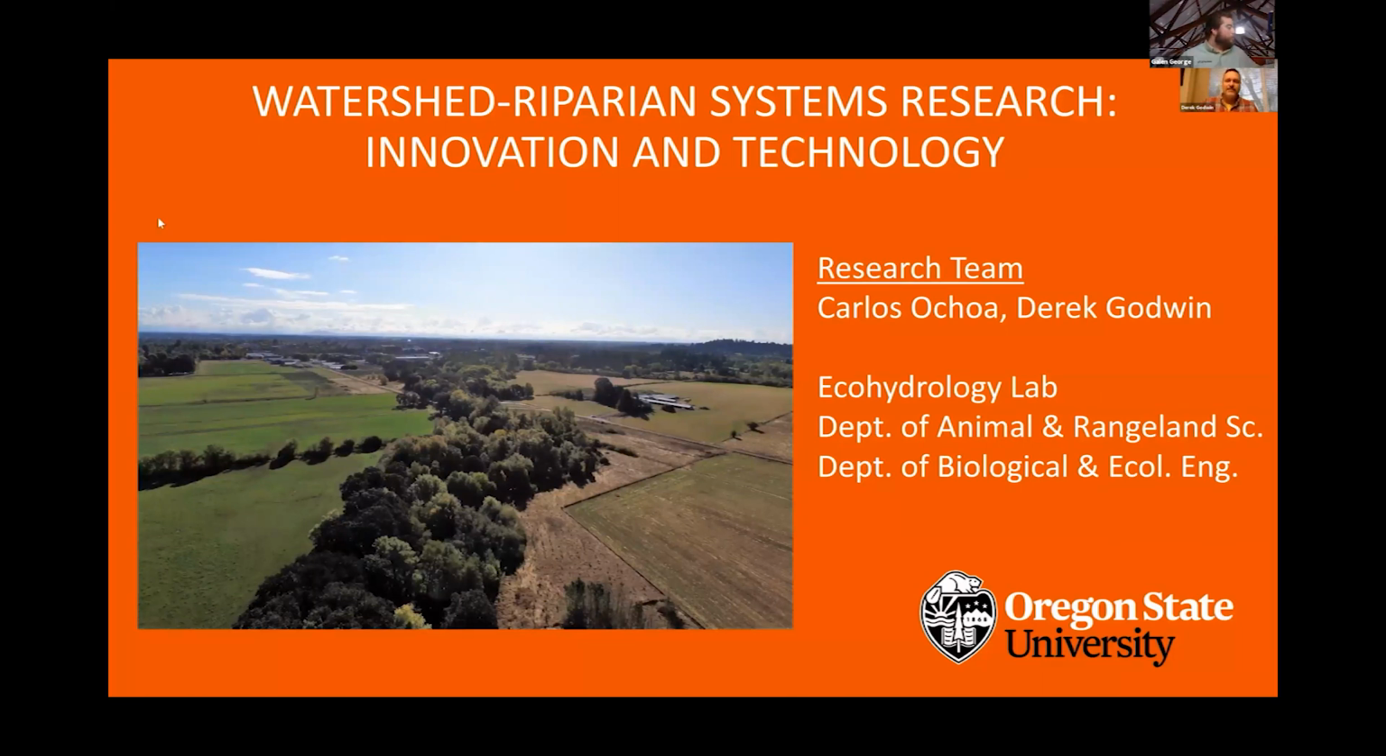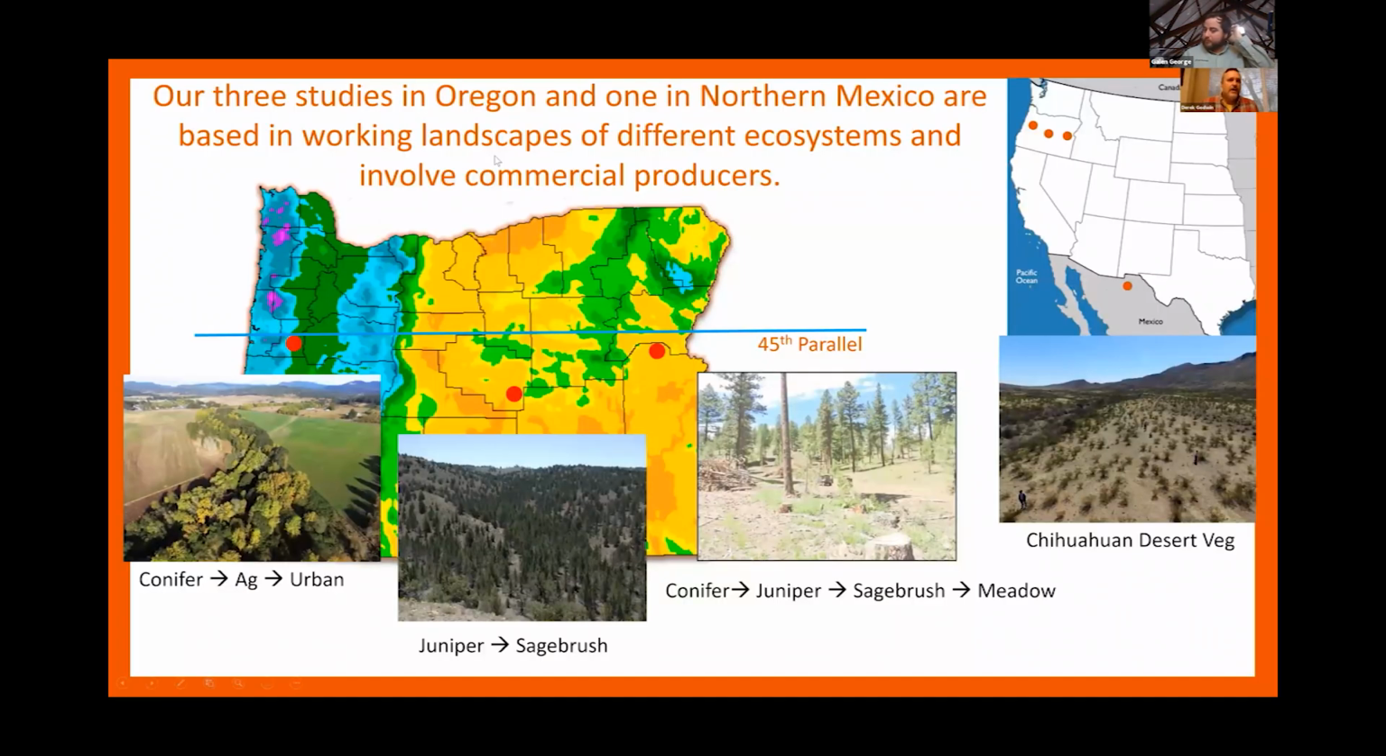So Dr. Ochoa has studies in both Oregon and northern Mexico. And what I'm showing here on this slide is that we do our research in working landscapes. So they're all working agriculture landscapes, but with different ecosystems, and each of them involves commercial producers. This gives you an idea of the 3 sites that we have in Oregon and the different ecosystems they're based in, and then also the northern Mexico site.